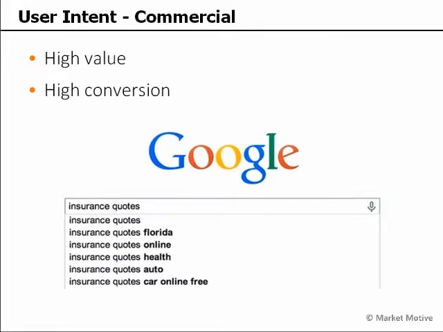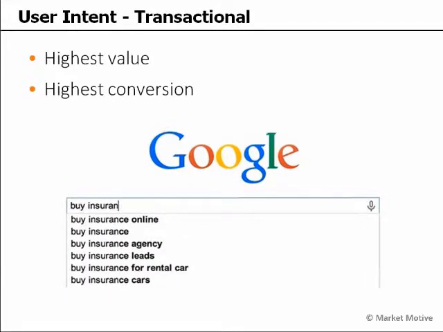For commercial queries, we see people searching for something like insurance quotes. These are higher value and higher converting type of visitors. This is where we're turning some of those searchers into buyers. And then finally, at the transactional phase, they're really looking to make a purchase. That's a transactional phrase and has the highest conversion rates and the highest value to us as a search marketer.